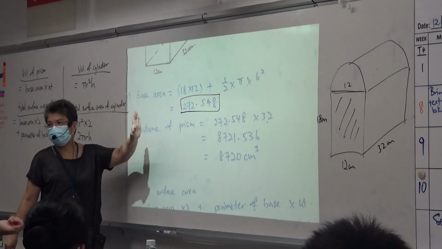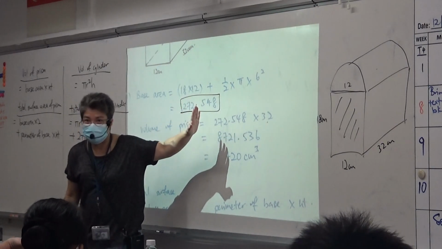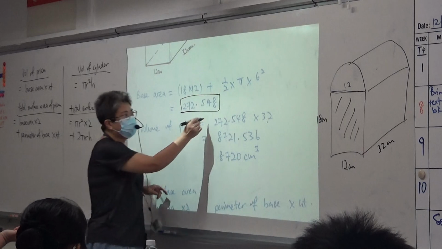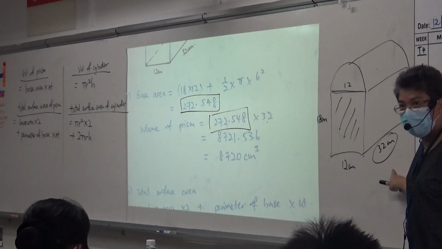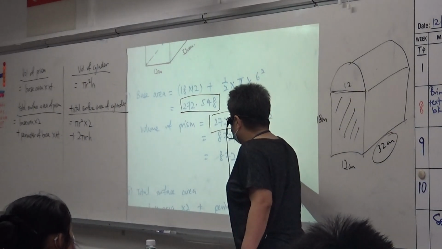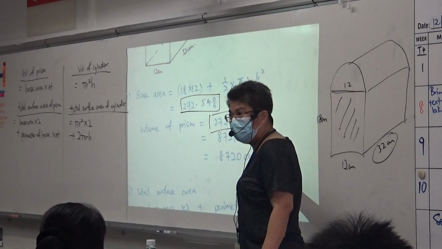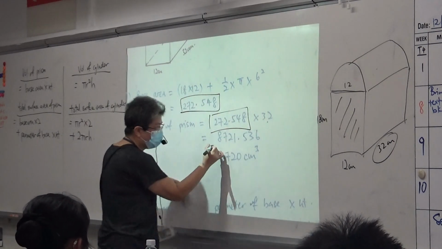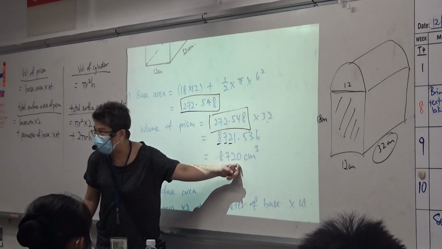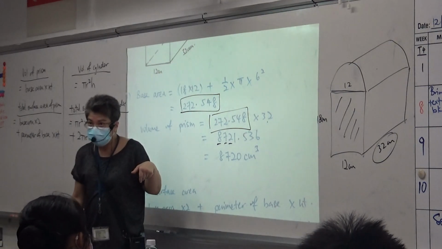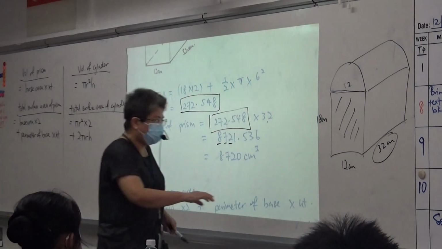Now, I told you don't truncate or anything. Give to 3 decimal places. Understand? So that you don't truncate wrongly. Now, the volume will be base area times height, which is 32, right? Correct? Then I get the answer. Now, this is the answer. But any final answer that is not exact will have to be given to 3 significant figures. So all of you look at 1, 2, 3. So it's 8720 cm³. Okay? So this is the volume. Everybody clear?